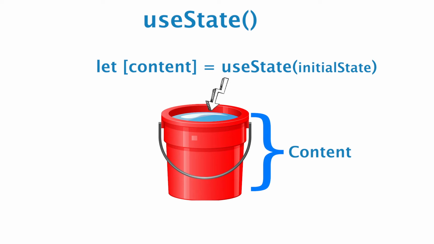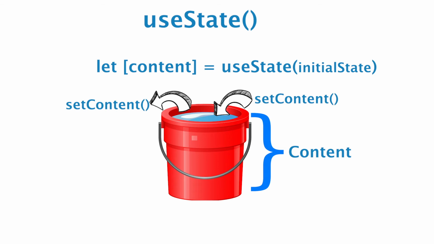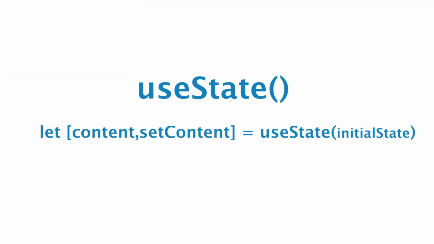Then it has an opening at the top. Through this opening, we can make changes in this bucket. We can pour in content or take from it. That means this opening is the only way we can make changes in this bucket. This is how to declare a state.